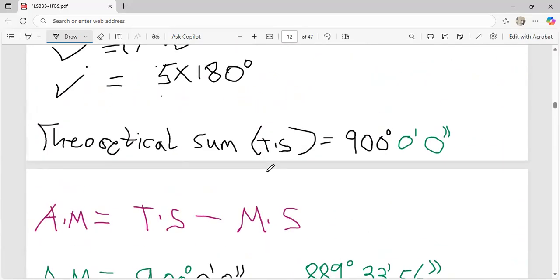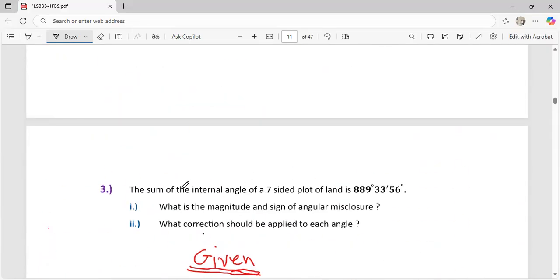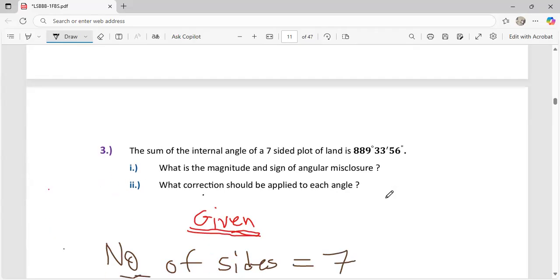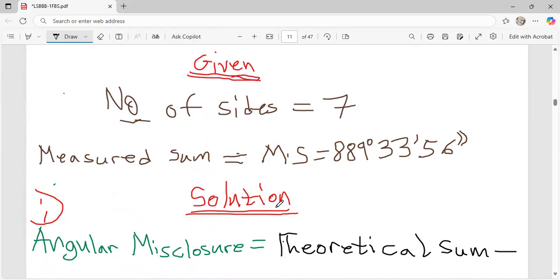Let's quickly go back to our question one more time. The sum of internal angles of a seven-sided plot of land is 889 degrees, 33 minutes, 56 seconds. What is the magnitude and sign of angular misclosure? We have already done that. And it says, what correction should be applied to each angle?